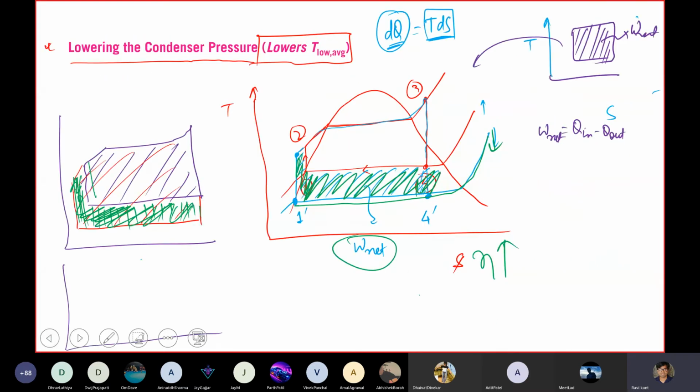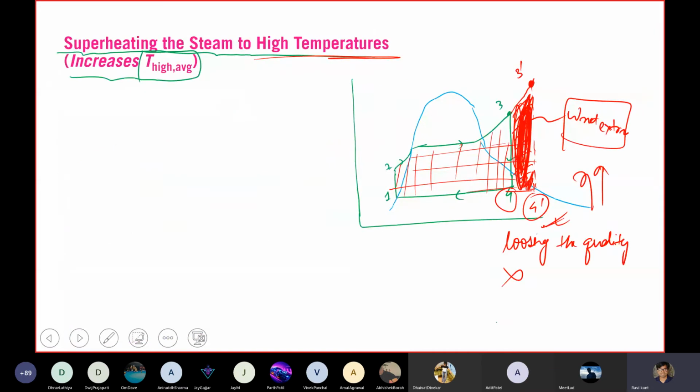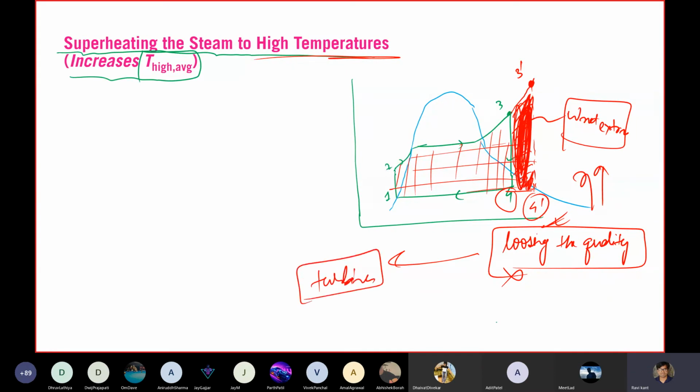And here, what could be the disadvantage of lowering the condenser pressure? Here also you are losing some quality. See, it was somewhere here, close to saturated vapor, but now it is here, far from it. You can very well do that, but you are in turn losing quality, which will not be advantageous for turbines, because turbines cannot give good performance when the quality of steam is lower.